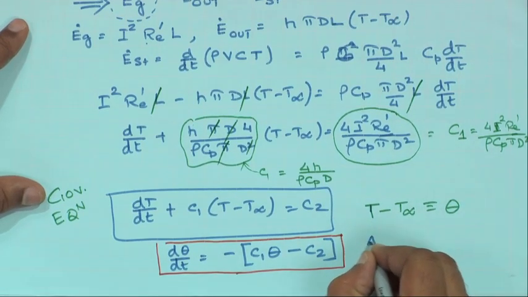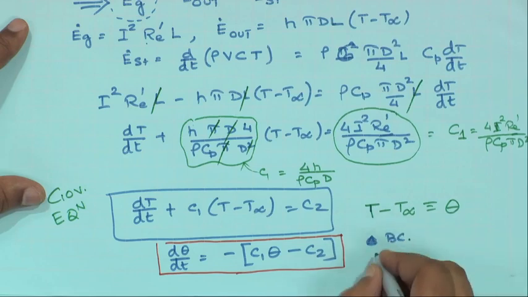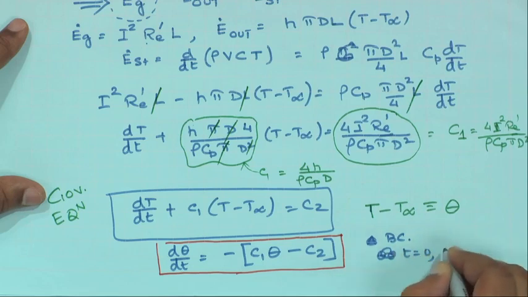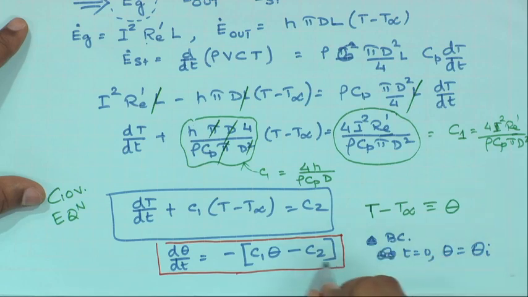And the boundary condition would be at time t equals 0, theta is theta i, which is the initial temperature difference between the wire and the surrounding medium. So, this equation has to be solved with this initial condition to obtain the variation of theta with time. Now, the solution of this is pretty simple, and I would only show you some of the steps, and I think you should do it on your own.